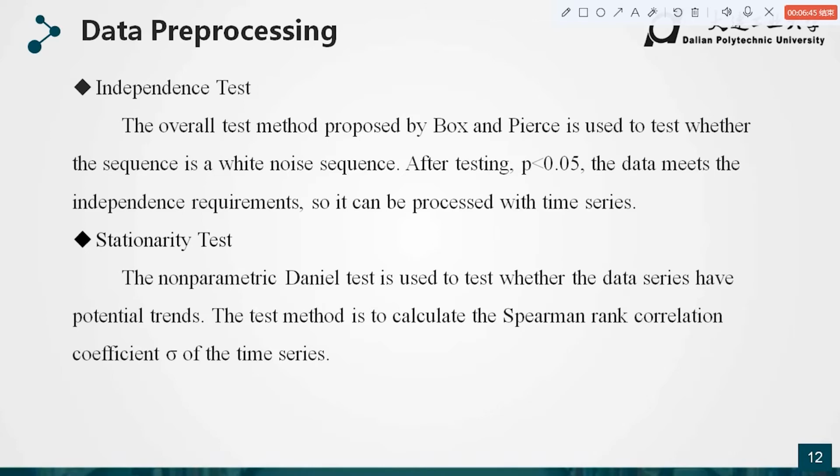Second, independence test. The overall test method proposed by Box and Pierce is used to test whether the sequence is a white noise sequence. After testing, P is less than 0.05, so the data meets the independence requirements, and it can be processed with time series. Third, stationarity test. The non-parametric test is used to test whether the data series has a trend. The test method is to calculate the Spearman rank correlation coefficient of the time series.